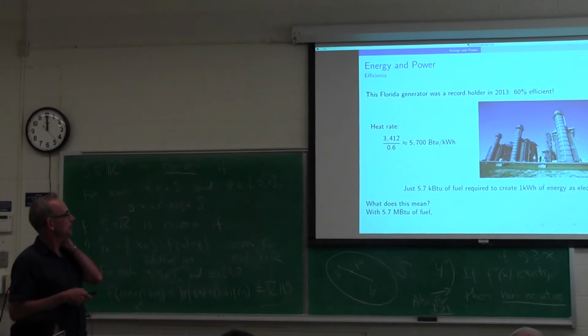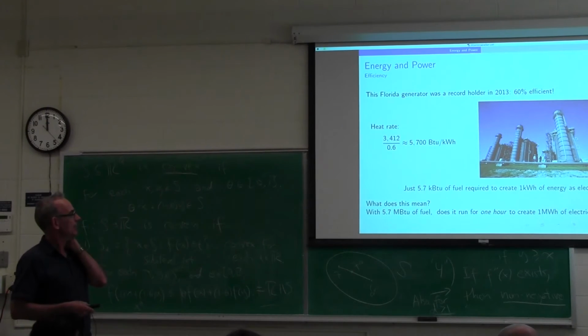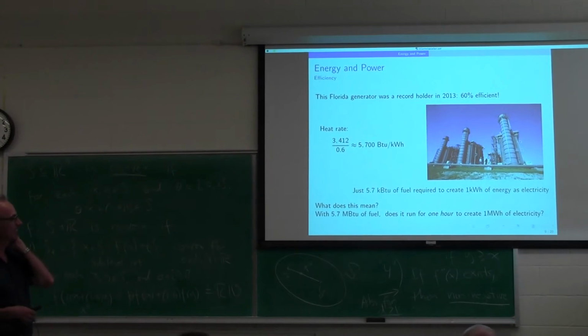So what does it mean? With 5.7 million British thermal units of fuel, can I run for 1 hour to create 1 megawatt hour of electricity? It's a trick question.